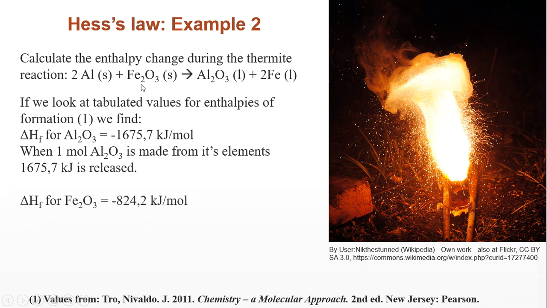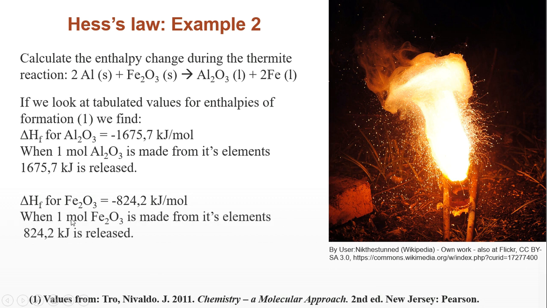If we look at this compound as well, iron 3 oxide, well, when 1 mole of iron 3 oxide is made from its elements, 824.2 kilojoules will be released as well. So let's use this information to solve the question, what is the enthalpy change of the thermite reaction?